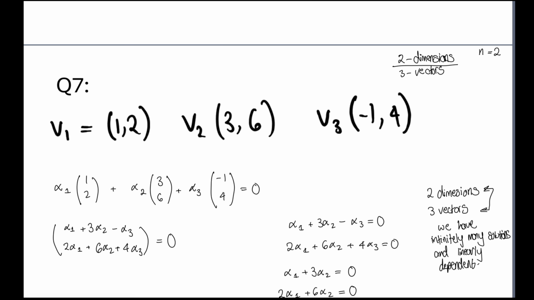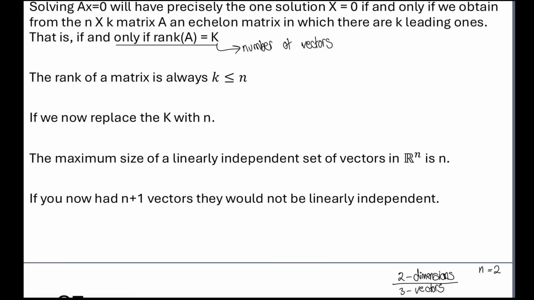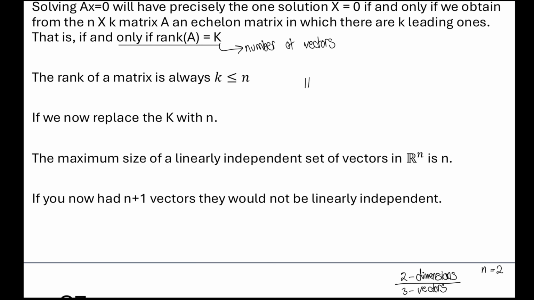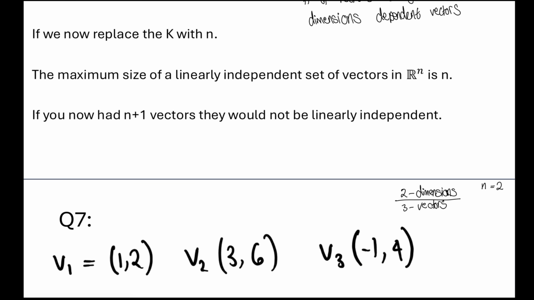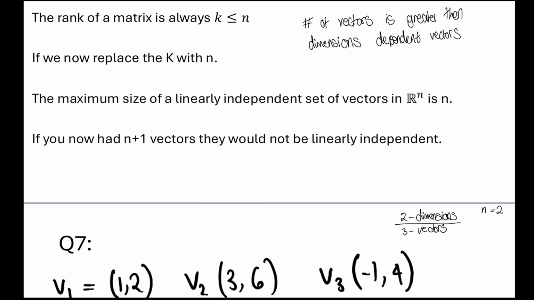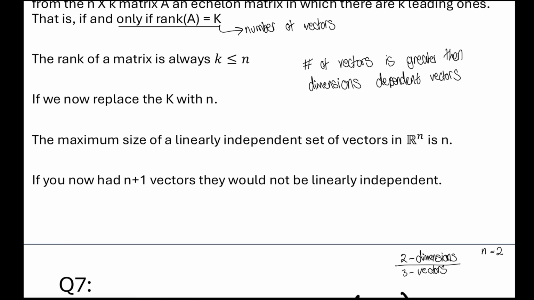And another thing is that if the number of vectors is greater than dimensions, we have dependent vectors. So here we have number of vectors, which is 3, and they are in 2 dimensions. So these vectors were dependent.